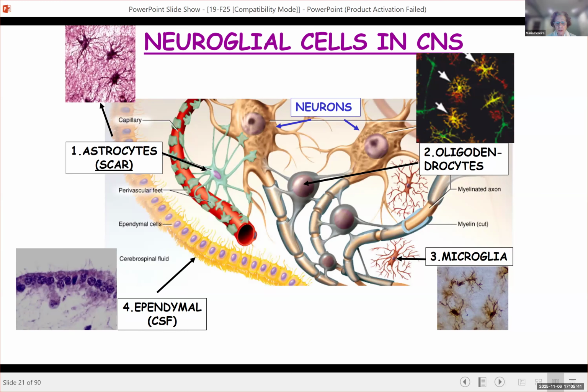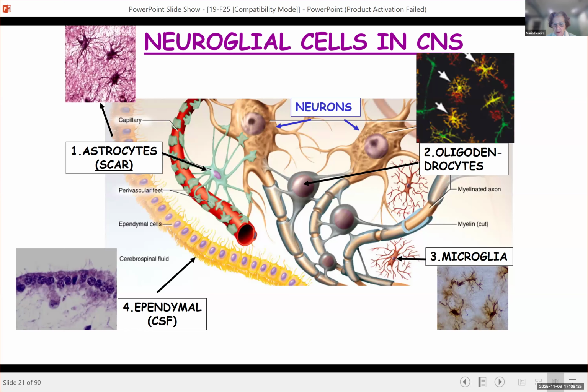And with these oligodendrocytes, you see that the nucleus is far away from the axon, and it can myelinate more than one axon. So in a way, it's more efficient because you have one oligodendrocyte providing more than one myelin sheath, but because the cell body is so far away from the axon, if the axon is damaged, there is no regeneration. It cannot be regenerated, it cannot be fixed. So here are the oligodendrocytes.